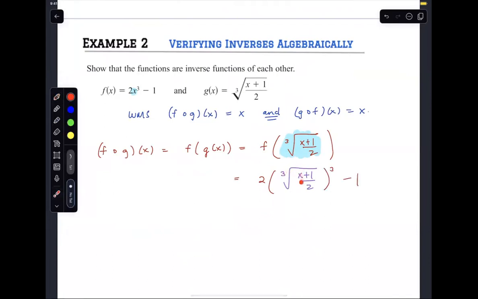Whenever you have the cube root of something raised to the third power, these are inverses of each other. So if you cube a cube root, the radical and the power cancel, so you're just left with what's on the inside. So 2 times x plus 1 over 2 minus 1. 2 times this fraction is going to become 1 because 2 over 2 is 1. So this 2 and this 2 are going to cancel out. So we're just going to be left with x plus 1 minus 1, which is x.